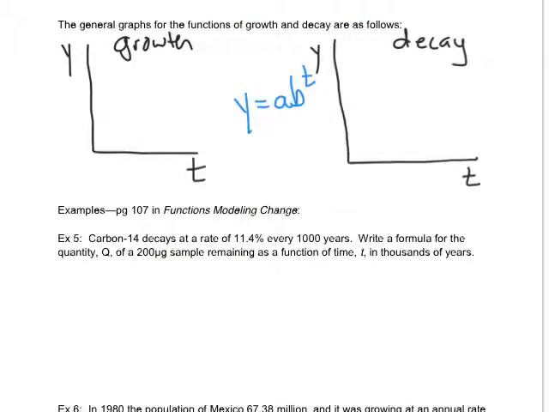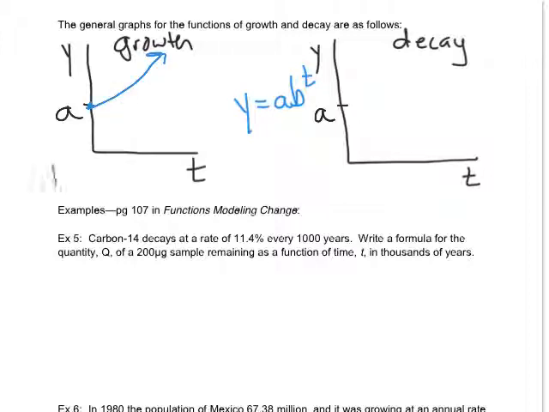So if I have exponential growth, my graph is going to look a certain way, and if I have decay, it's going to look different. So my basic function is still y is equal to a times b to the t. For both graphs, I'm going to cross at my initial value a. Okay, it doesn't matter whether it's growth or decay.